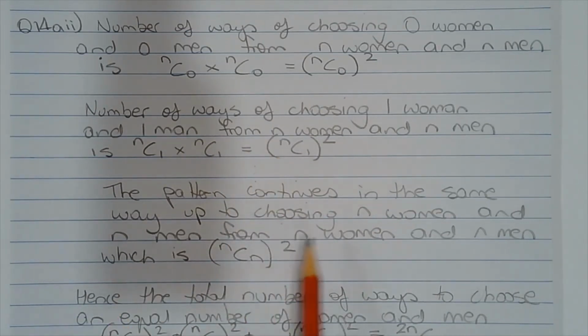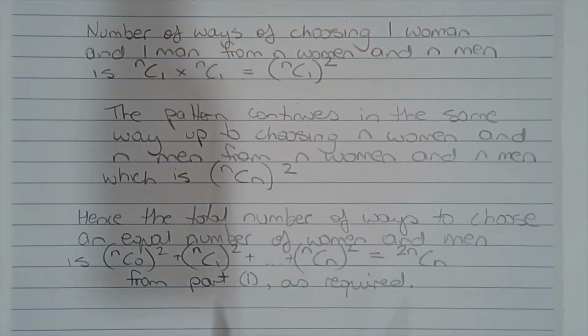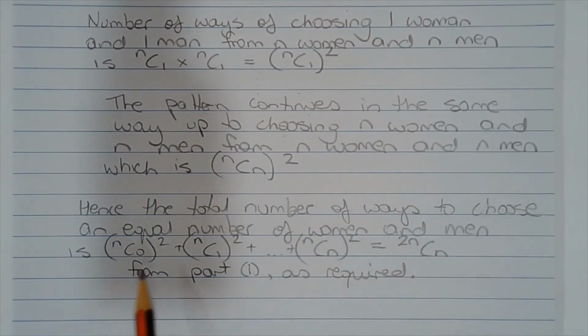Now the pattern continues in the same way right up to choosing n women and n men from n women and n men, which is n choose n squared. Hence, the total number of ways to choose an equal number of women and men is n choose 0 squared plus n choose 1 squared plus n choose 2 squared and so on, right up to n choose n squared, which equals 2n choose n, and that was proven in part 1 as required.